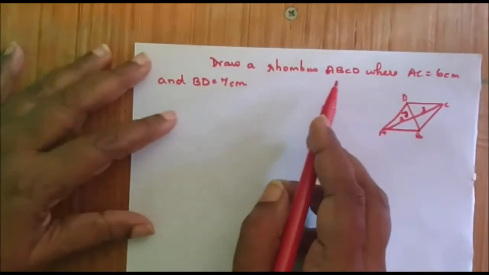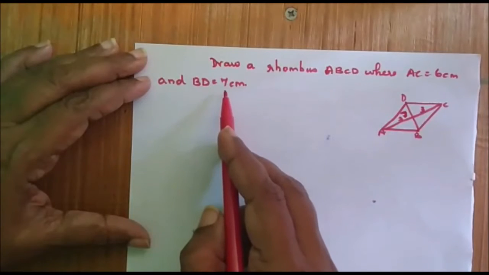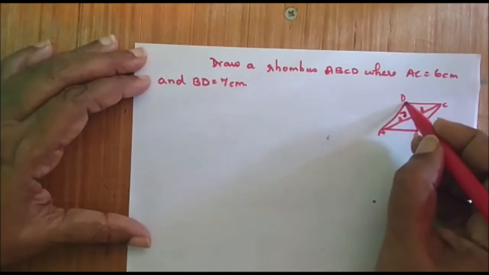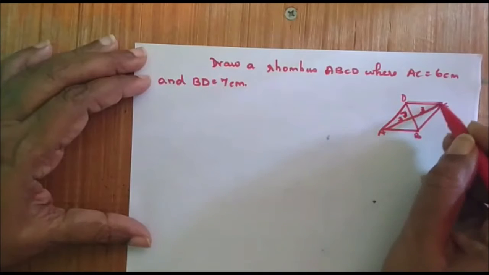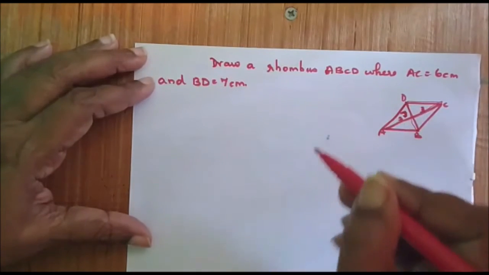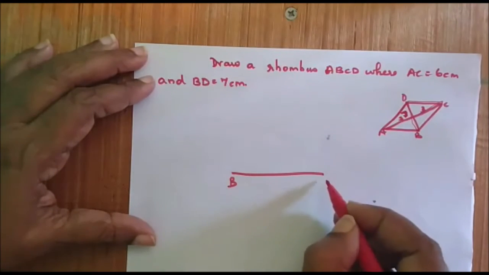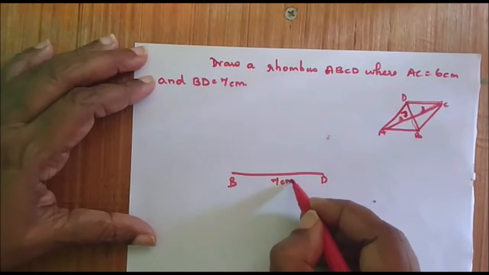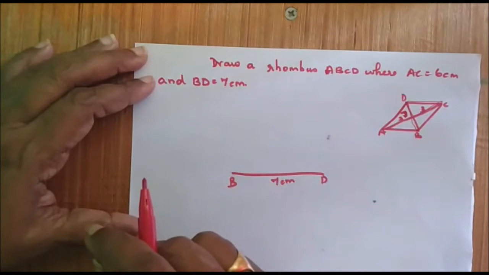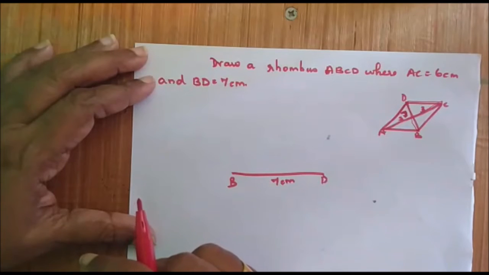You have to draw a rhombus ABCD where AC is equal to 6 centimeter and BD is equal to 7 centimeter. Now let us draw a rhombus, and this is my rhombus and this length is 6 centimeter and BD is 7 centimeter. So first let us draw a straight line which is BD, which is of 7 centimeter. We are given only the diagonals and we are asked to draw the rhombus. Okay. Now we know one property of a rhombus. What is it? The diagonals bisect each other and they are also perpendicular to each other.